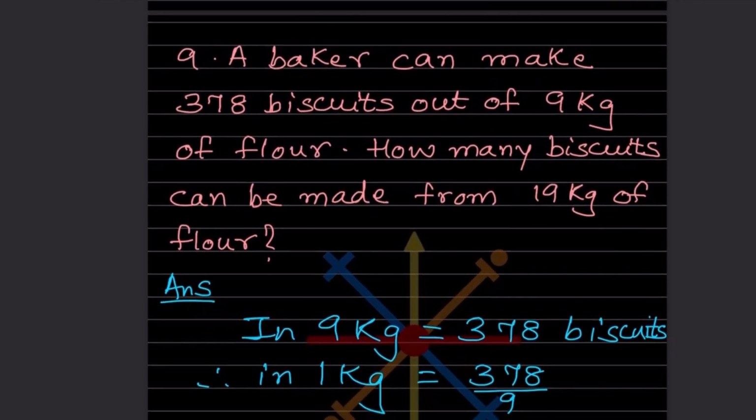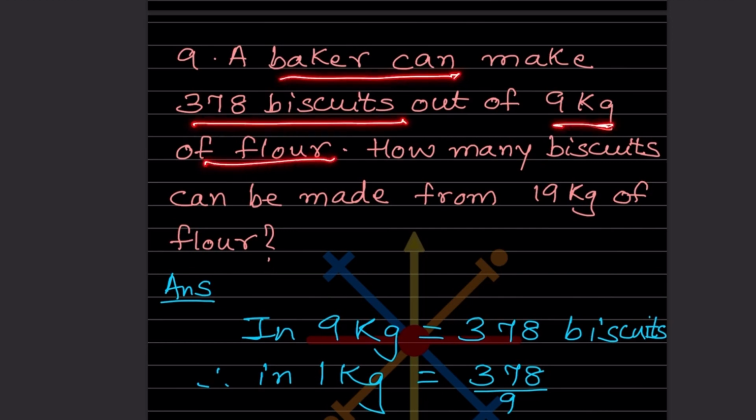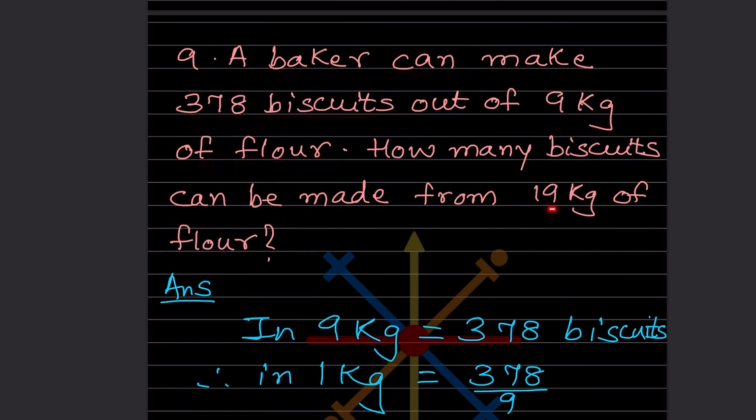The next question is, a baker can make 378 biscuits out of 9 kilograms of flour. How many biscuits can be made from 19 kilograms of flour? Now look at the first sentence. In 9 kilograms, how many biscuits is he making? 378 biscuits. Now we want the number of biscuits for 19 kilograms. First thing, we will not jump over to the 19 kilograms. First we'll find out for 1 kilogram.